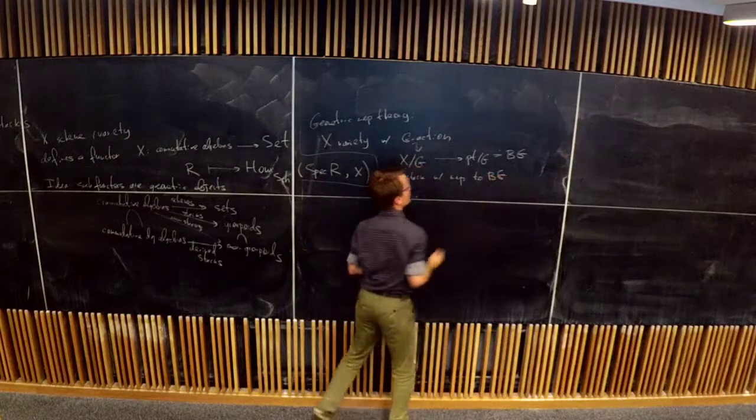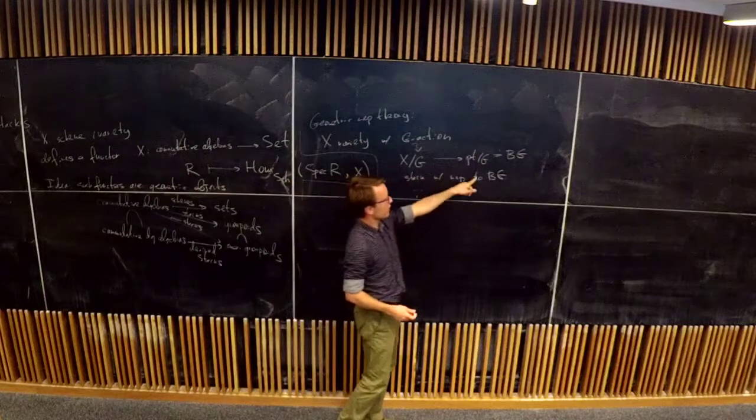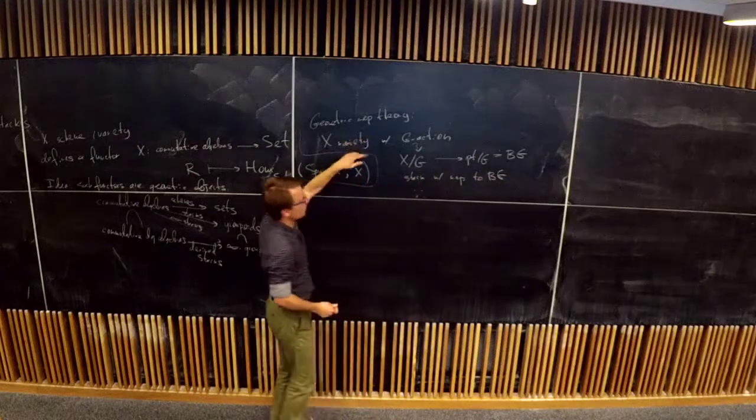Now let's do the converse. Let's start with a stack with a map to BG and extract an object with a G action.